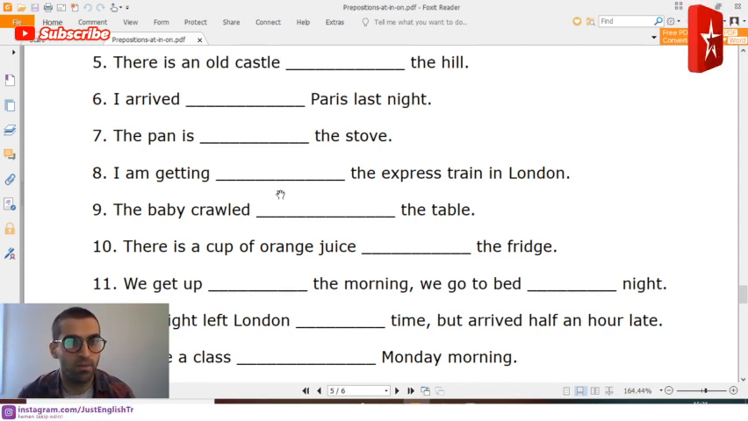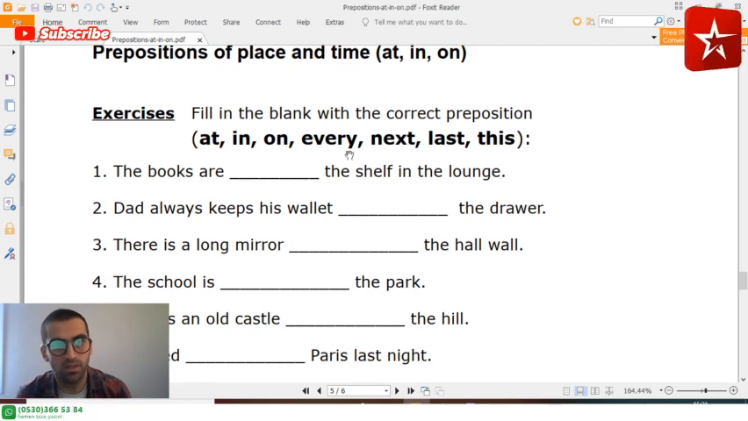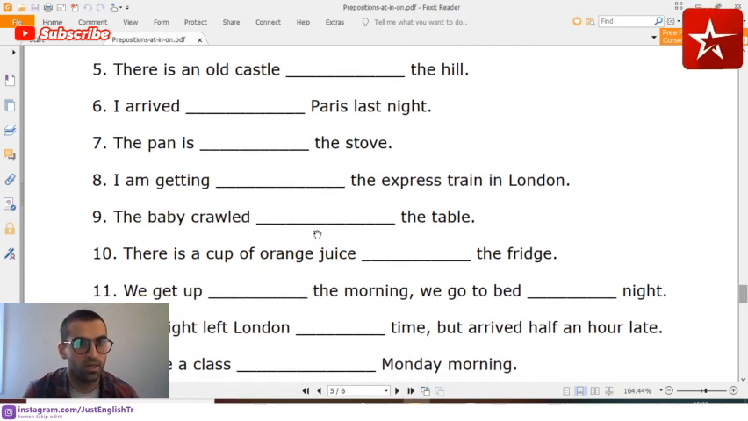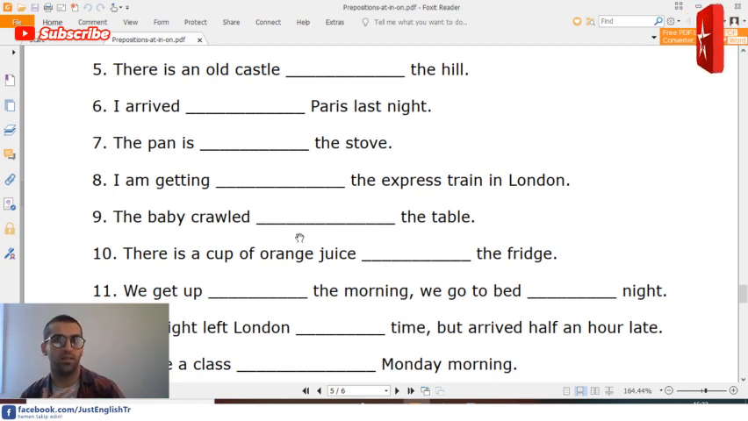Number 9. The baby crawled blah blah blah the table. Burada prepositionlarımız at, in, on, every, next, last, this var. Yani bunlardan birini kullanmamız gerekiyor. Number 9. The baby crawled the table. On the table. Yes, on the table is correct. Yani masanın üzerinde ne oluyor? Crawled. Yes. On the table.